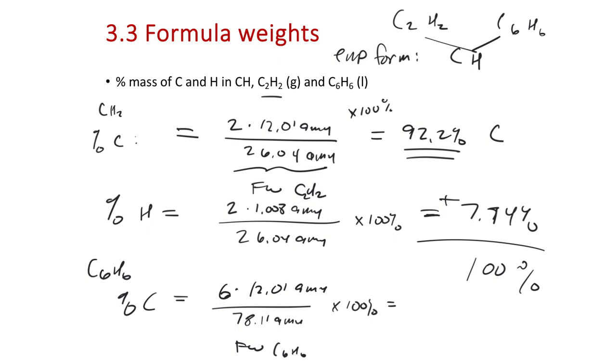And I get that 92.3%, slightly off on my rounding here, but let me actually call this 92. Let's give the extra digit so we're not seeing this as a slightly different number. So this would be 92.25%.